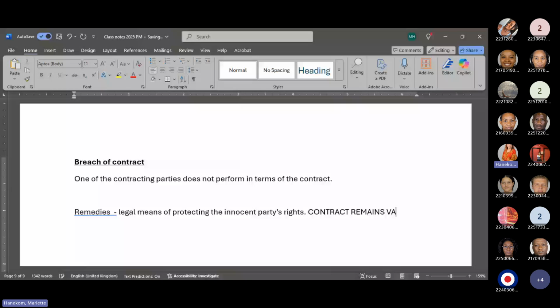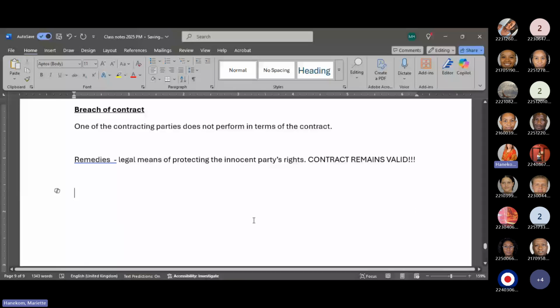I'm stressing this because these are mistakes that are commonly made. If I give you a question concerning breach of contract, and you tell me Heiko did something wrong, now the contract is void. No, no, no, absolutely not. If Heiko did something wrong and the contract were to suddenly be void, Evelina will not have any protection. She will lose out. Contract stays valid.